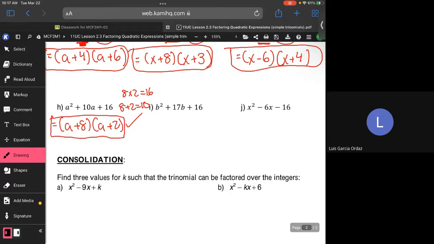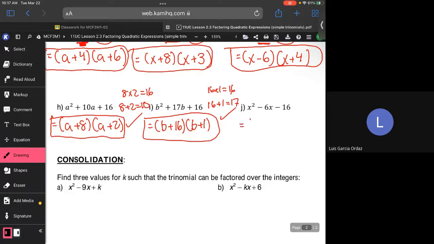What would my next one be? Brooklyn. B plus 16 and then B plus 1. Yep. Sixteen times 1 is 16, 16 plus 1 is 17, so we're good. And then the last one, Chelsea. X minus 8 and x plus 2. Perfect. X minus 8, x plus 2.